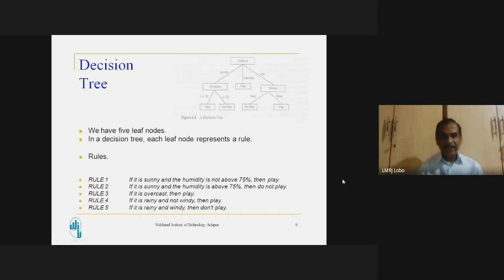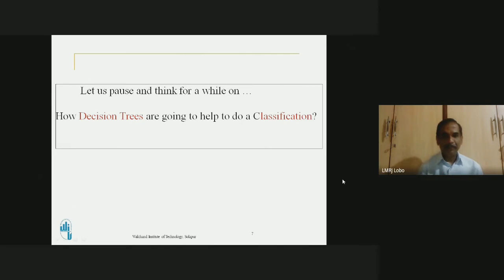In a decision tree, each leaf node represents a rule, and therefore we could get rules of this type. We have now derived 5 rules. The 5th rule is, if it is rainy and windy, then don't play. These are based on the decision tree that we have created. Now let us pause and think for a while on how decision trees are going to help to do a classification of the particular data which is in the form of our data set.